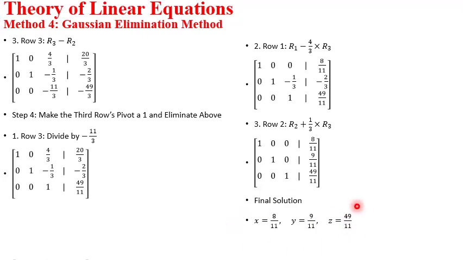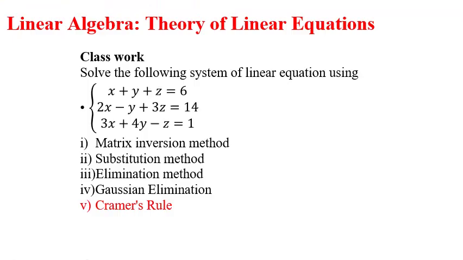Now when you compare this solution with the previous solutions, you'll see that the answers are also the same. So basically what we have done is to transform the entire augmented matrix into a row echelon form, and that we have done to get the solution to the system of linear equation.